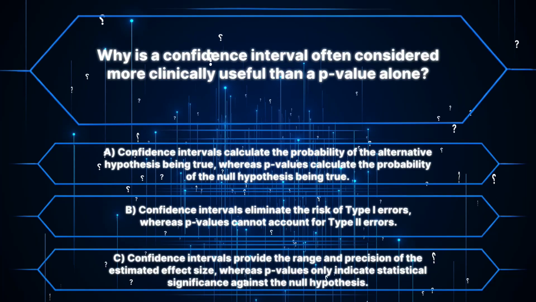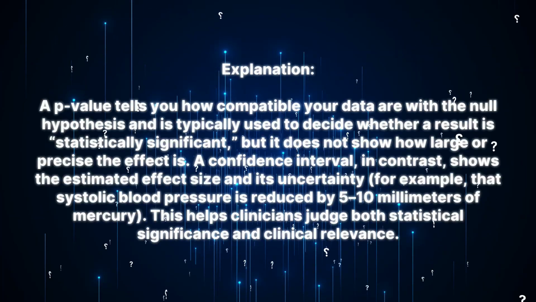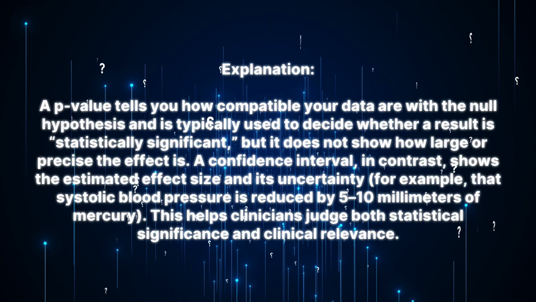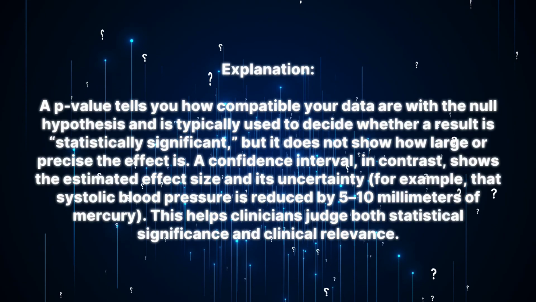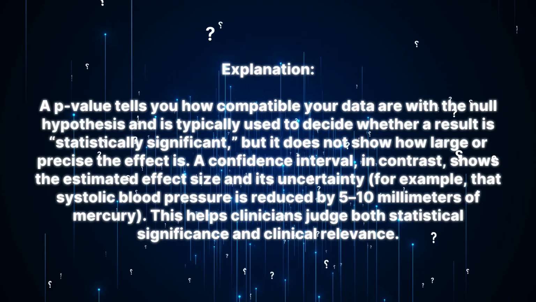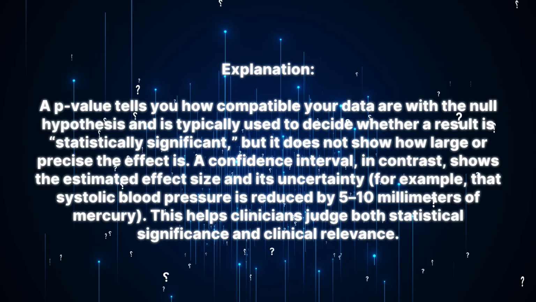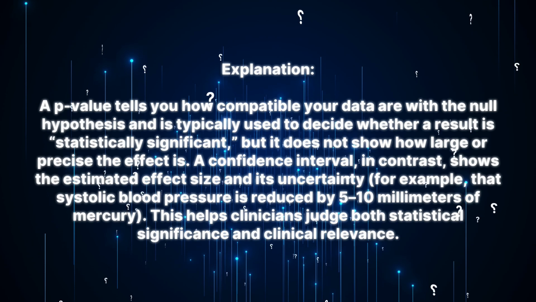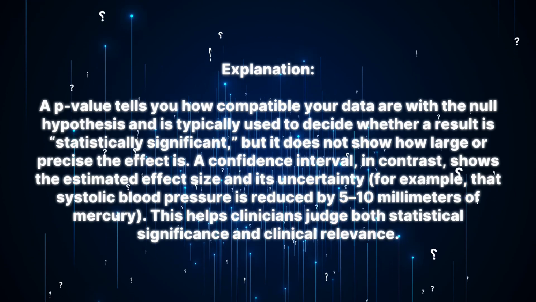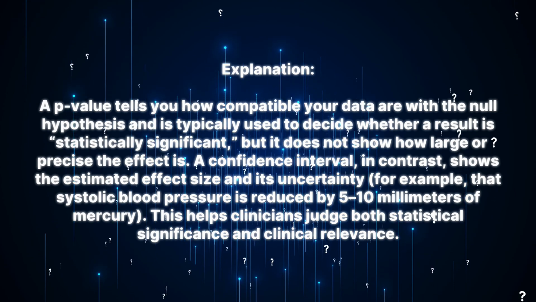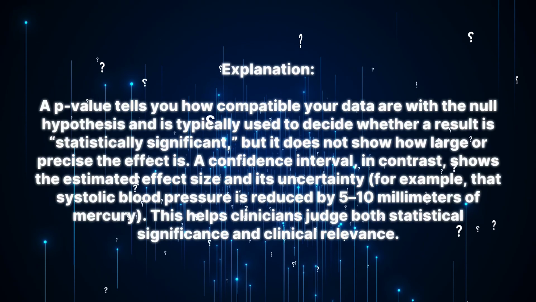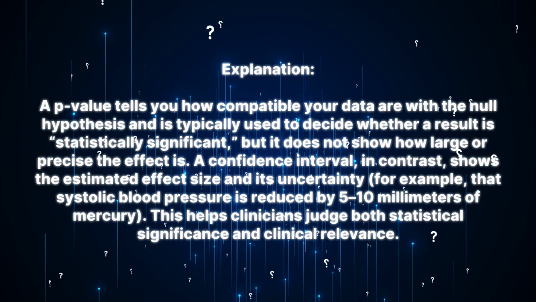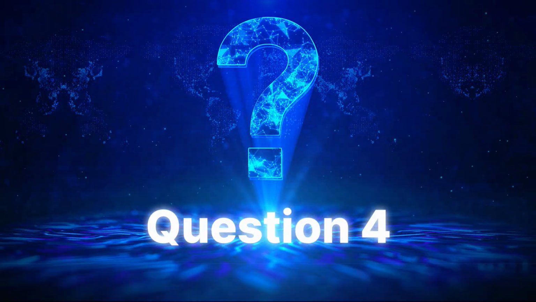And the correct answer is C. A p-value tells you how compatible your data are with the null hypothesis and is typically used to decide whether a result is statistically significant, but it does not show how large or precise the effect is. A confidence interval, in contrast, shows the estimated effect size and its uncertainty. For example, that systolic blood pressure is reduced by 5 to 10 millimeters of mercury. This helps clinicians judge both statistical significance and clinical relevance. Let's move on to question 4.